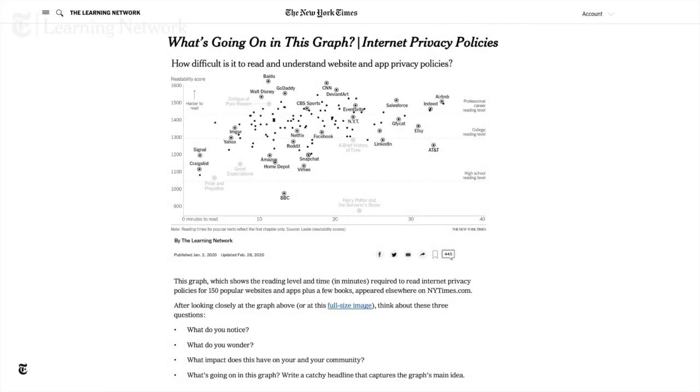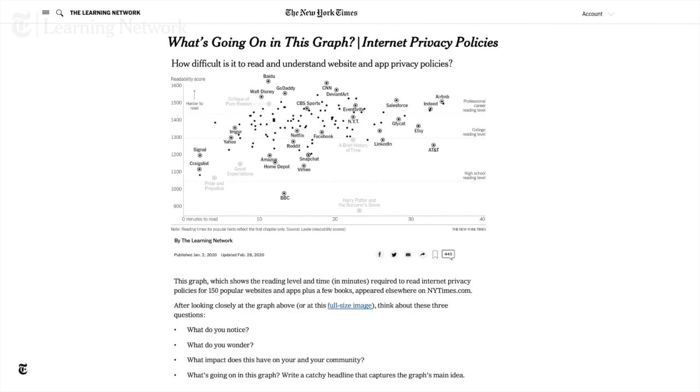Okay, so why don't we do this? Why don't we take a look at one of the features by going back to the Learning Network page. We're going to take a look at this What's Going On in This Graph feature, Internet Privacy Policies, that we saw. So I'd like to walk through the feature. Can you talk us through what are the nuts and bolts? What are we seeing here?